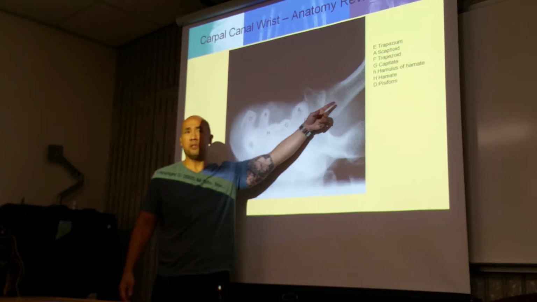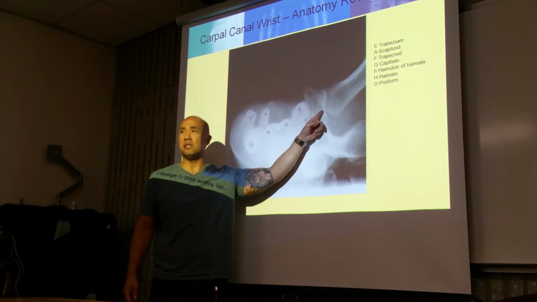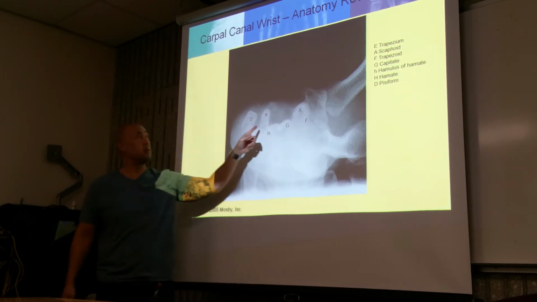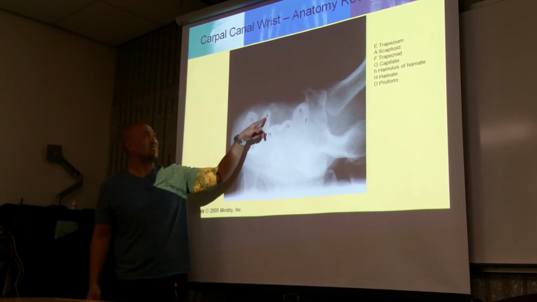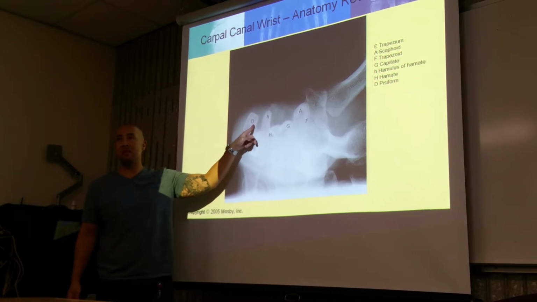We know this is the thumb, so adjacent to the thumb is the trapezium. Next to the trapezium, more proximal is the scaphoid. So it's right there, it tells you what it is. Then the hamate, and then the pisiform.